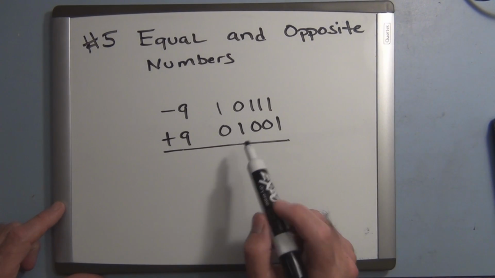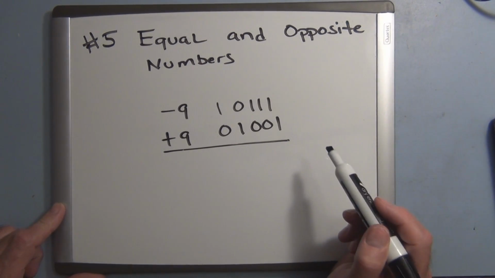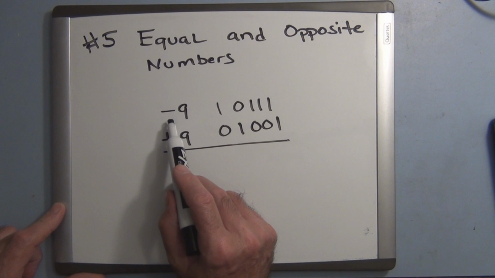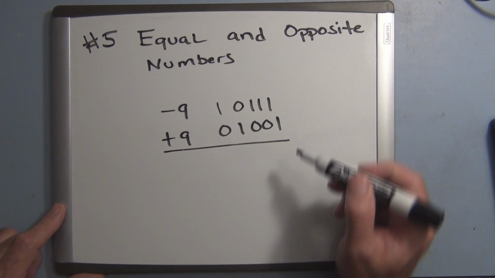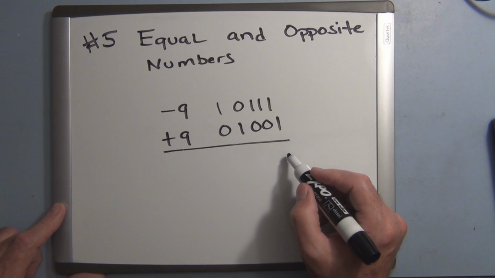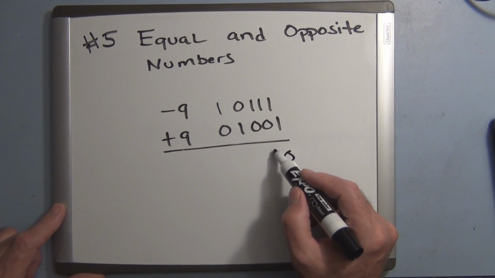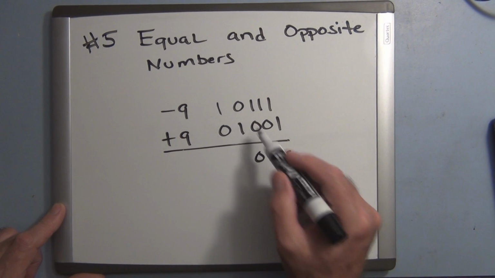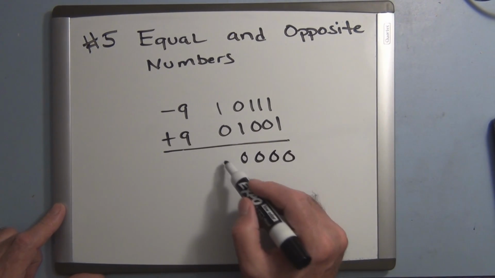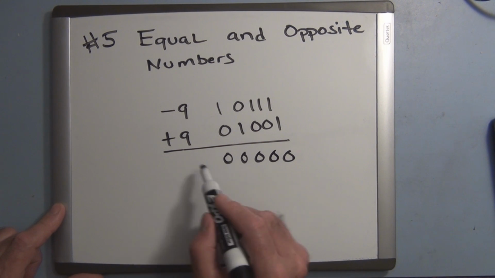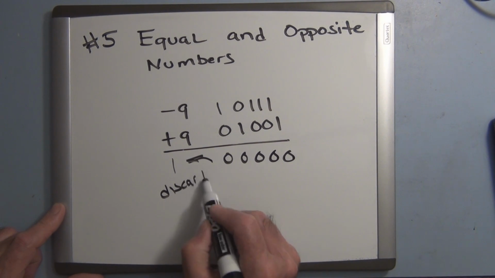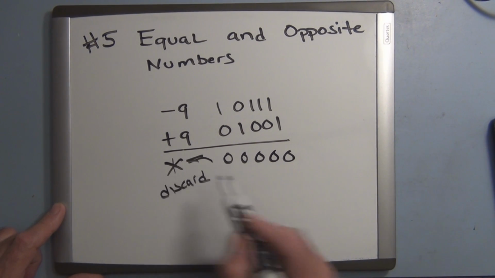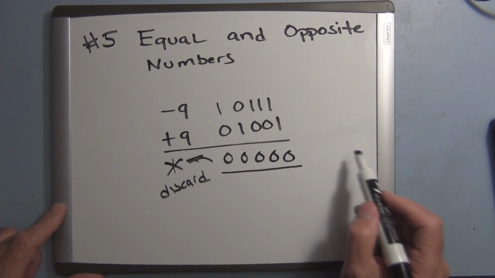In the fifth case, we're going to add 2 equal and opposite numbers. So here we have minus 9, and this is the 2's complement binary representation. And here we have plus 9. So if we just go ahead and add these 2 numbers together, we have 0, carry the 1, 0, carry the 1, 0, carry the 1, 0, carry the 1, and a 0. And then we had a 1 that we just discard. 1 is carried. That's just discarded. And here we have 0.